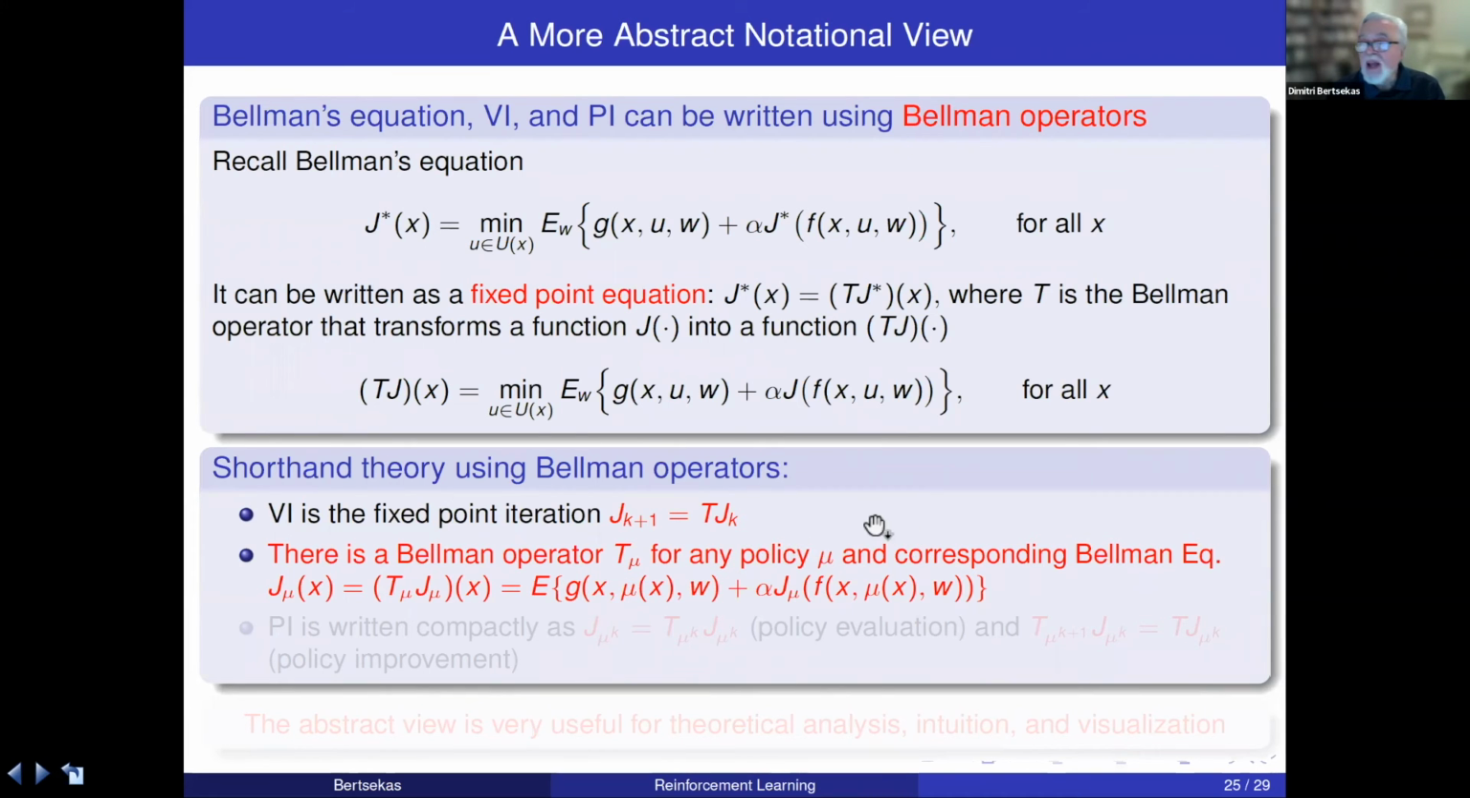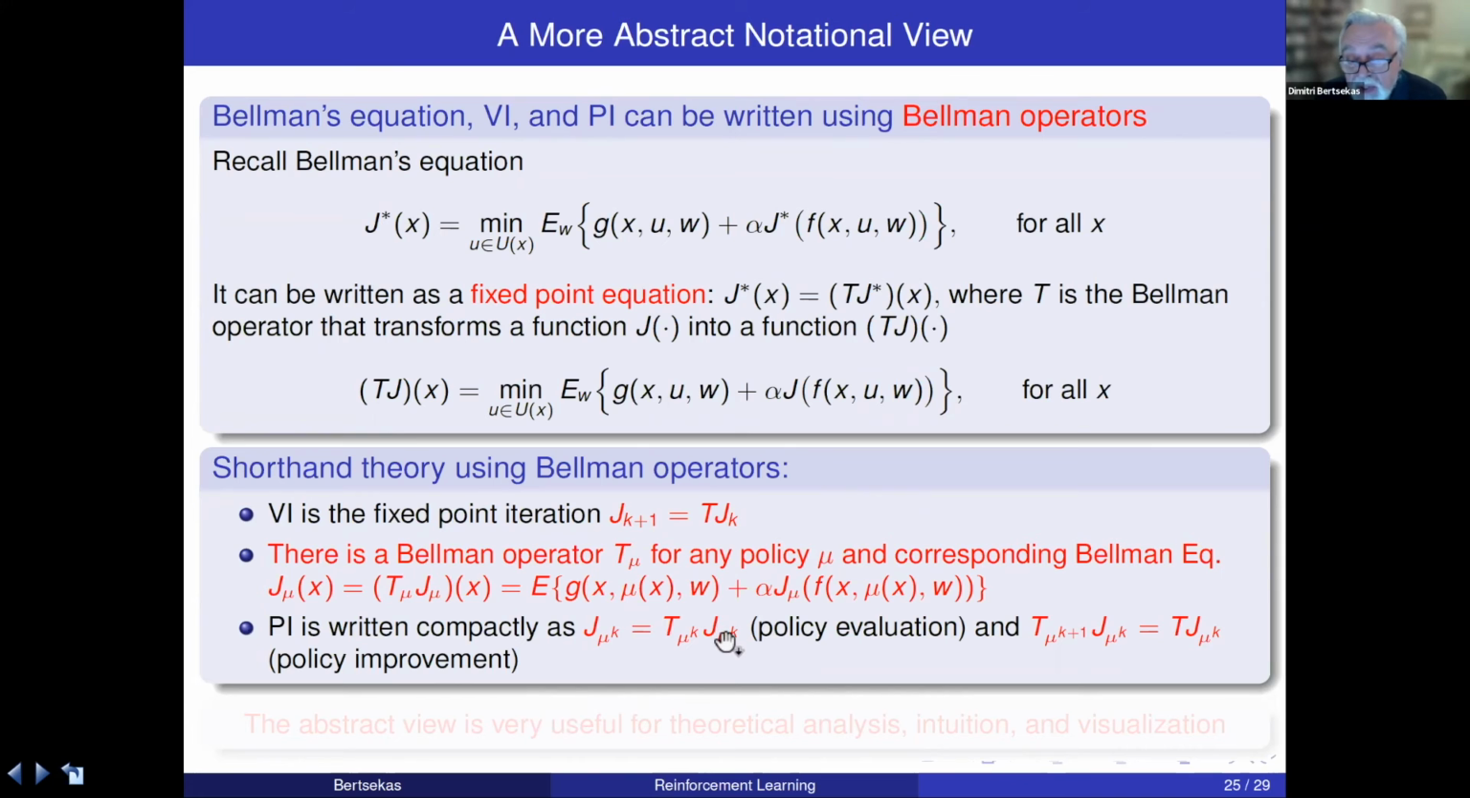And there's a nice and convenient way to write policy iterations compactly. We are at a certain base policy, mu^k. We evaluate it by finding a fixed point of this mu^k Bellman operator. And then we improve it by finding mu^(k+1) that satisfies this expression here. It's the mu^(k+1) that attains the minimum here when J* is replaced by J_mu^k.